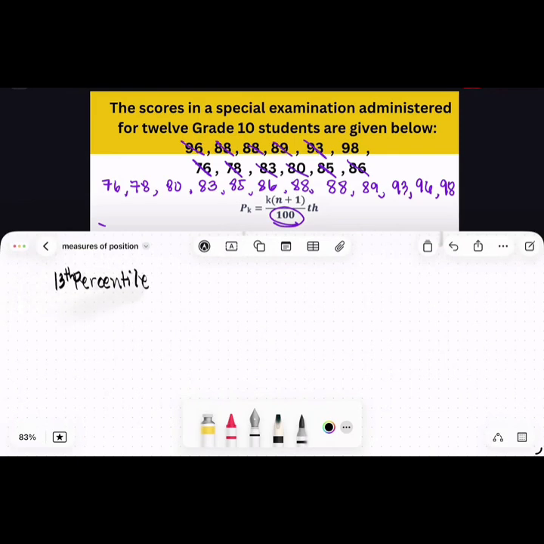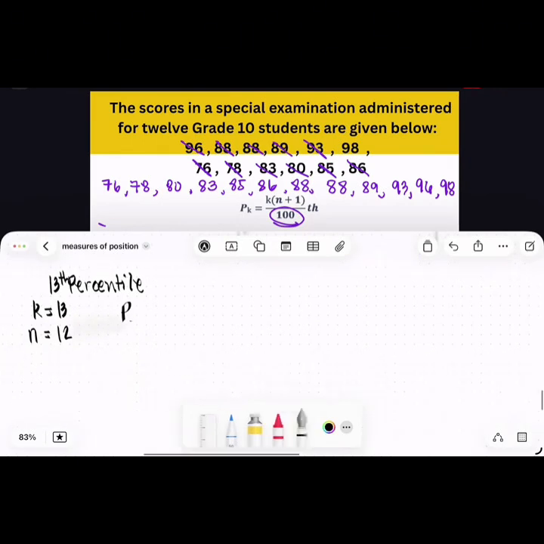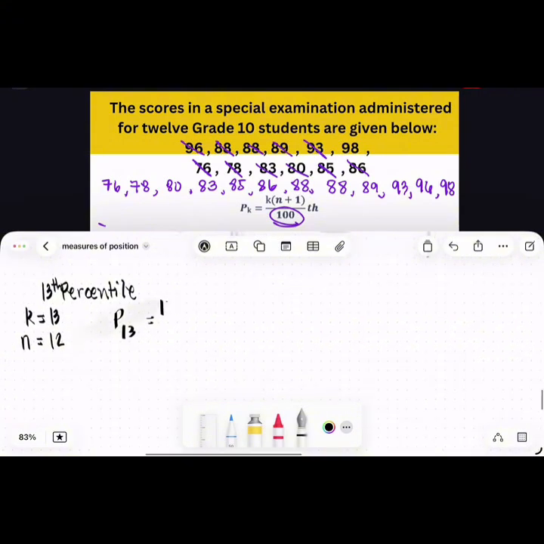So automatically, our K is equal to 13. Now, for the number of observations, we have 2, 4, 6, 8, 10, and 12, because there are 12 grade 10 students. So the number of observations is 12. Now, for our formula, we have percentile K, where our K is 13. So percentile 13 is equal to 13 times n plus 1, all over 100.